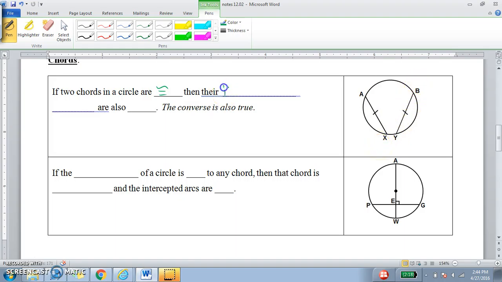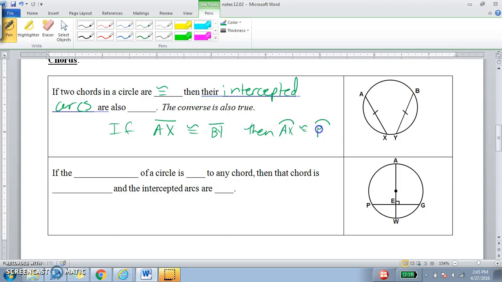Then their intercepted arcs are also congruent. So the arc, this arc AX right here, is the same as arc BY. They're the same measure, they're the same length, same everything. Okay, so if segment AX is congruent to segment BY, then arc AX is congruent to arc BY.